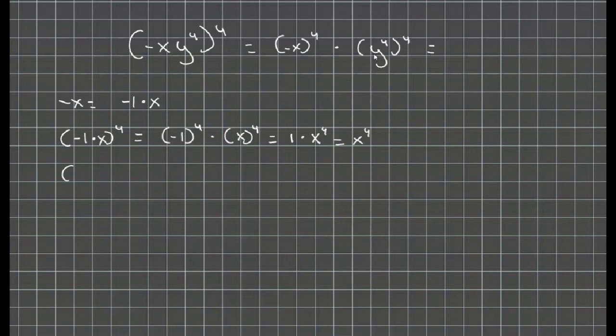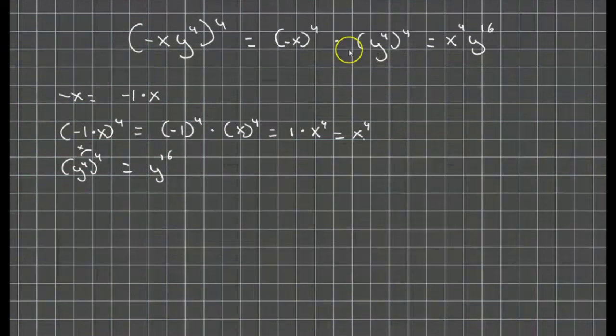Okay, let's do the y to the power 4 to the power 4. Now, I've learned that if I have a power of a power, I can just multiply the exponents. So what I get is y raised to the power 4 times 4, which is 16. If I write this all out, and if I multiply this x to the power 4 and y to the power 16, I can leave out the multiplication sign, put it in alphabetical order, and this is what I get. Now I'm gonna do one more example.